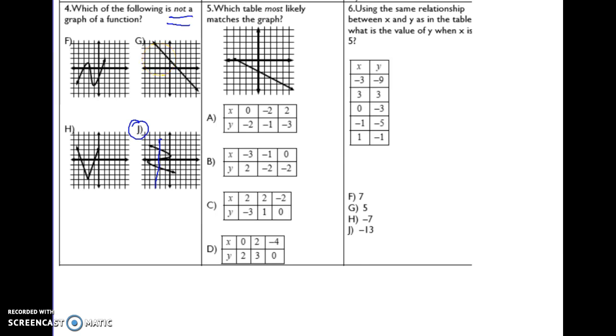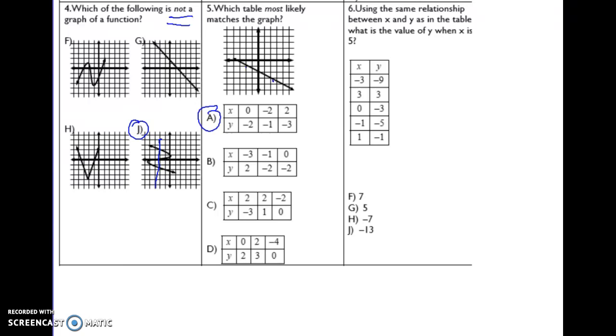Number 5 says which table most likely matches the graph. So we're just looking at ordered pairs here. All right, if I looked at A, I've got 0, -2, I've got -2, -1. We're just seeing which table matches the graph. So I'm going to start with A. 0 has an input and an output of -2. If I started at -2, I'd have an output of -1, and then +2 would give me an output of -3. Looks like it's already A, so I don't even have to check the other ones.